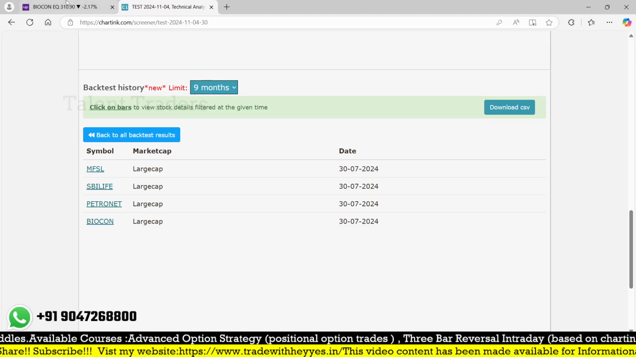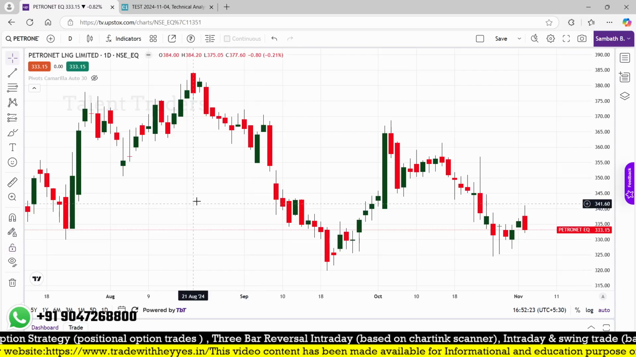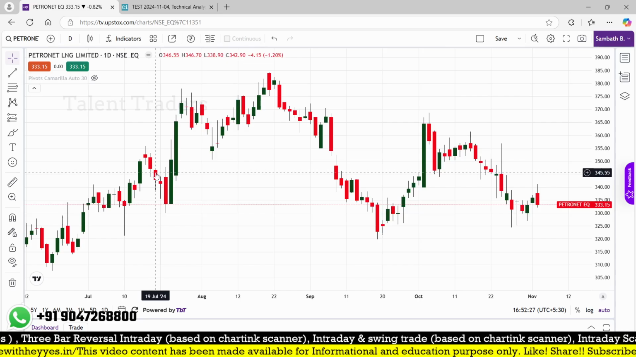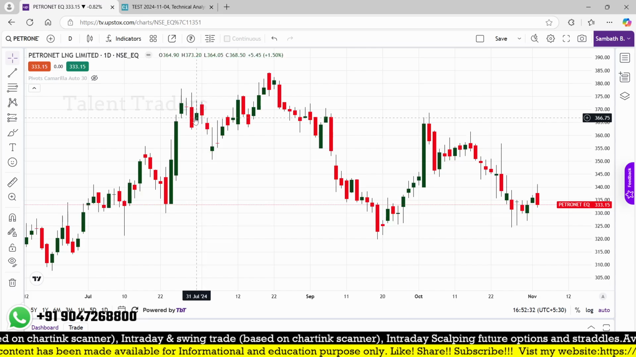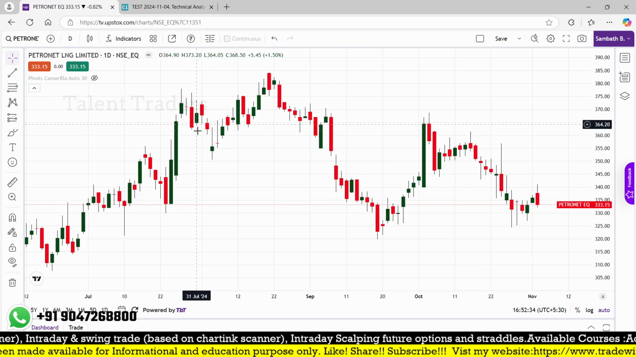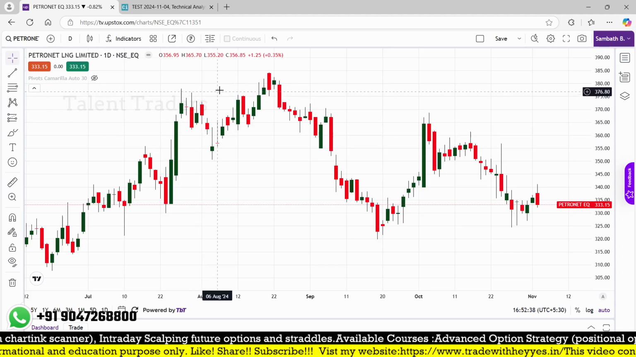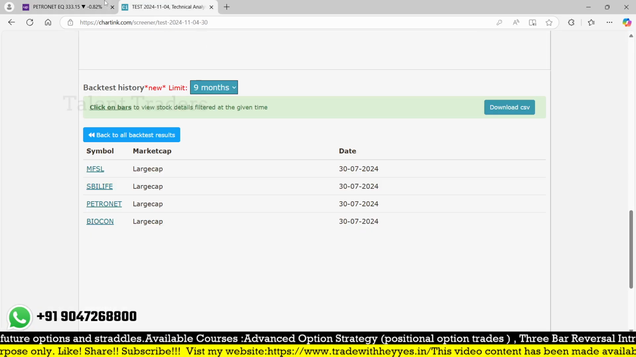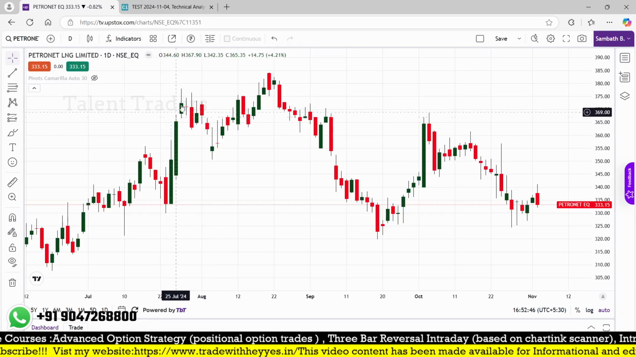And one more thing, Petronet. I don't want to take this long, and we already created a scanner. This will also be the pattern, but in this case it went lower after the breakdown, and it triggered your stop also, not the highest point. So that we filtered, and this time the second candle.